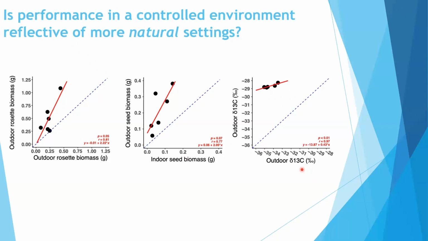The third parameter is delta carbon 13, the ratio of the two abundant carbon isotopes in the atmosphere, carbon 12 and carbon 13, within the tissue of the leaf. That is a really good indicator of water use within plants, for reasons I don't have time to go into now. Again, this showed us that water use in the indoor plants is similar to plants grown in more natural settings. So our very controlled experiments are reflective of how plants might grow in the environment, and we can use the subsequent data to look for signals of climatic adaptation.